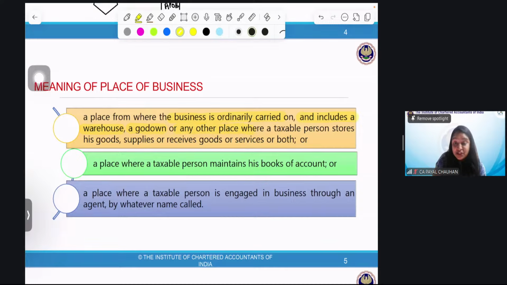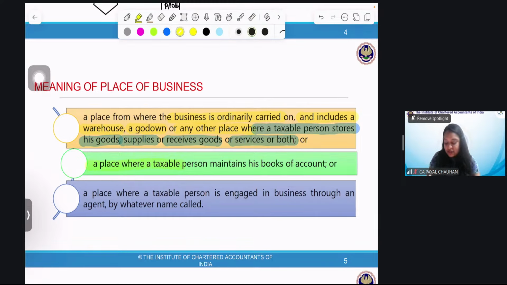See, they have mentioned this: any other place where a taxable person stores his goods, supplies, or receives goods or services or both. This example is about storing the goods. If I have stored some of the goods of my factory in my home, then my home will be known as, my question to you is, I have stored some of the goods of my factory. Perfect. It will be my place of business, right? Perfect. It will be my place of business.